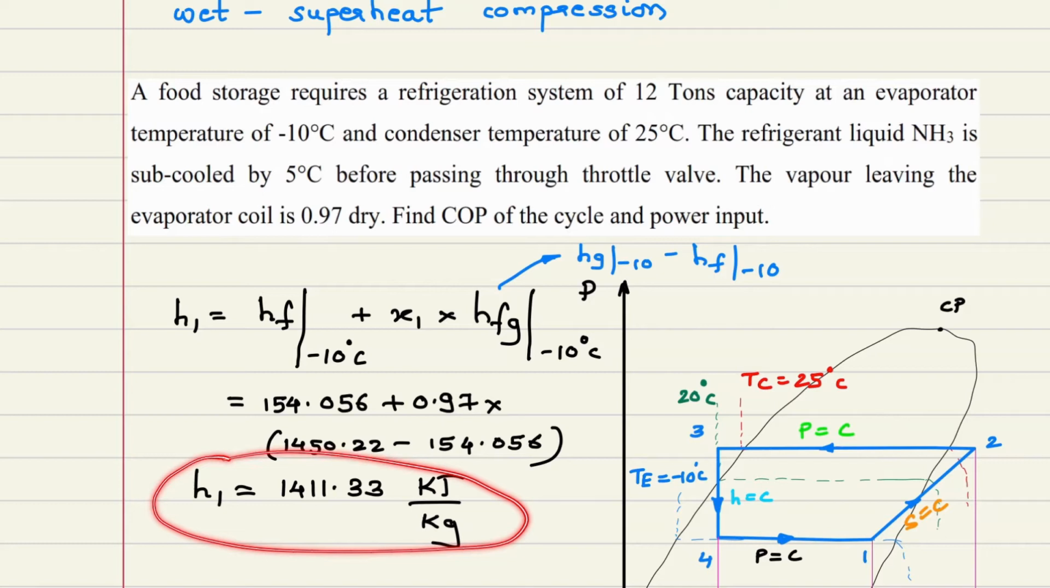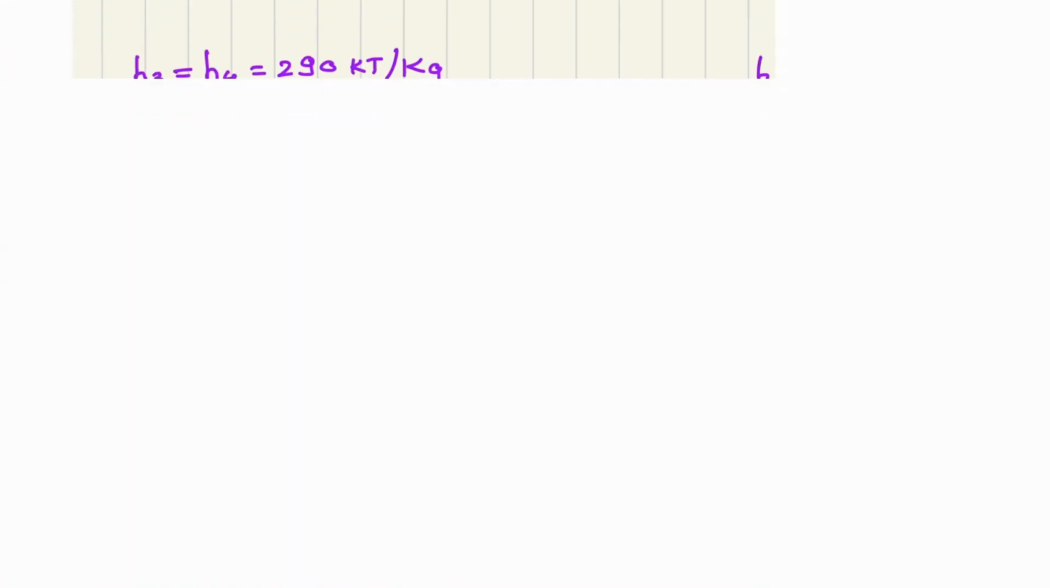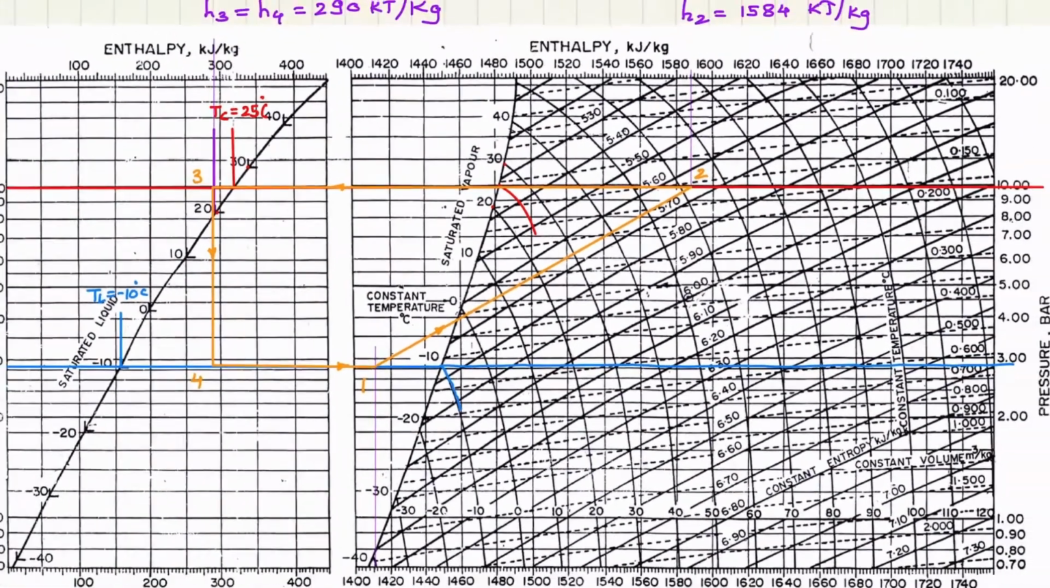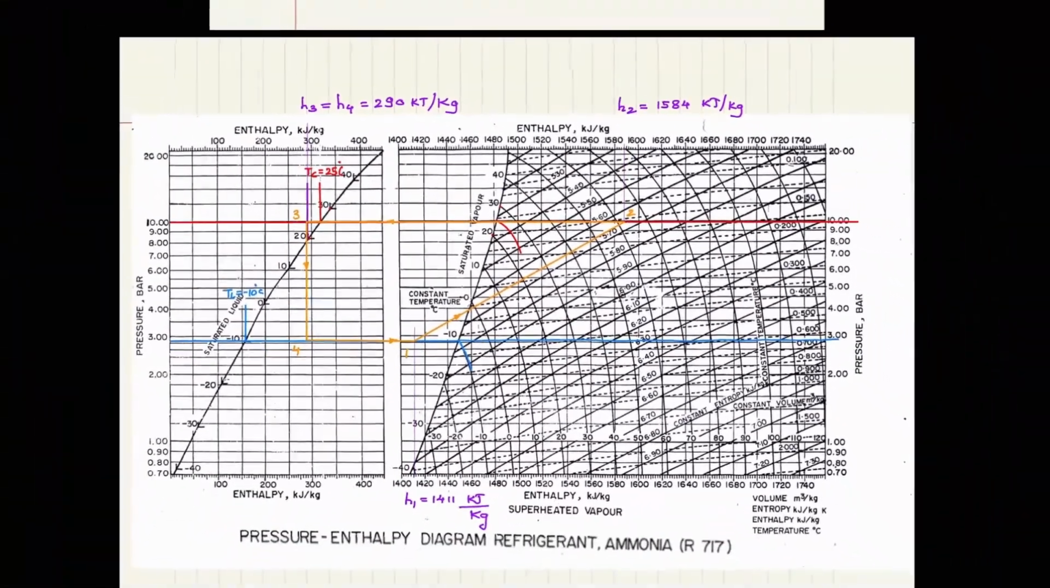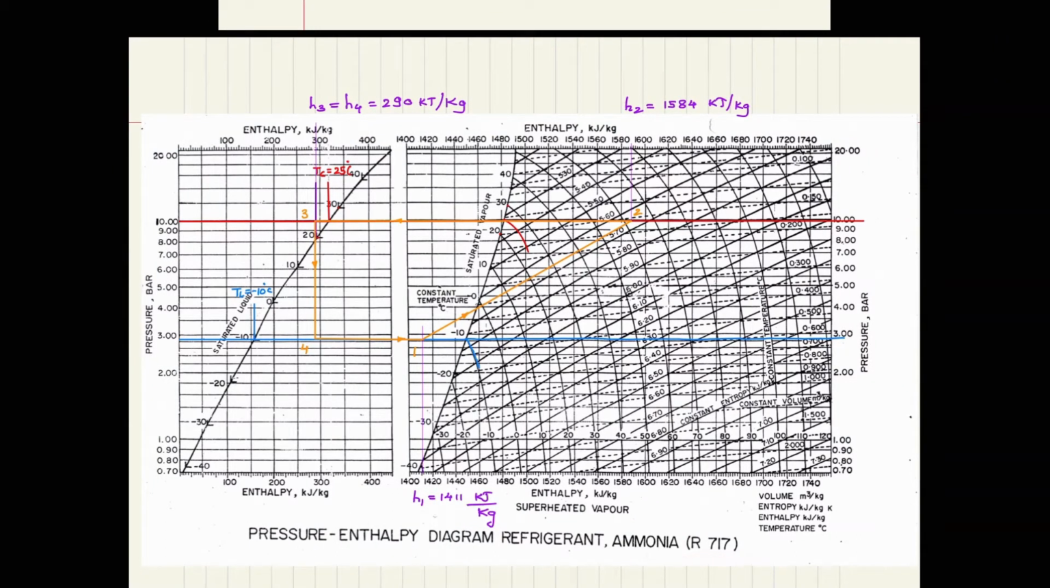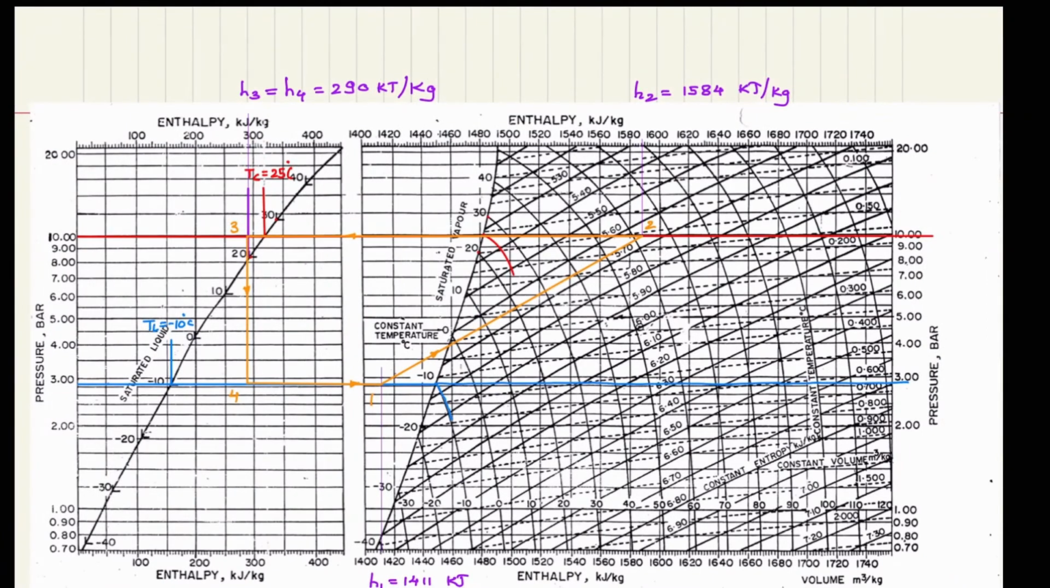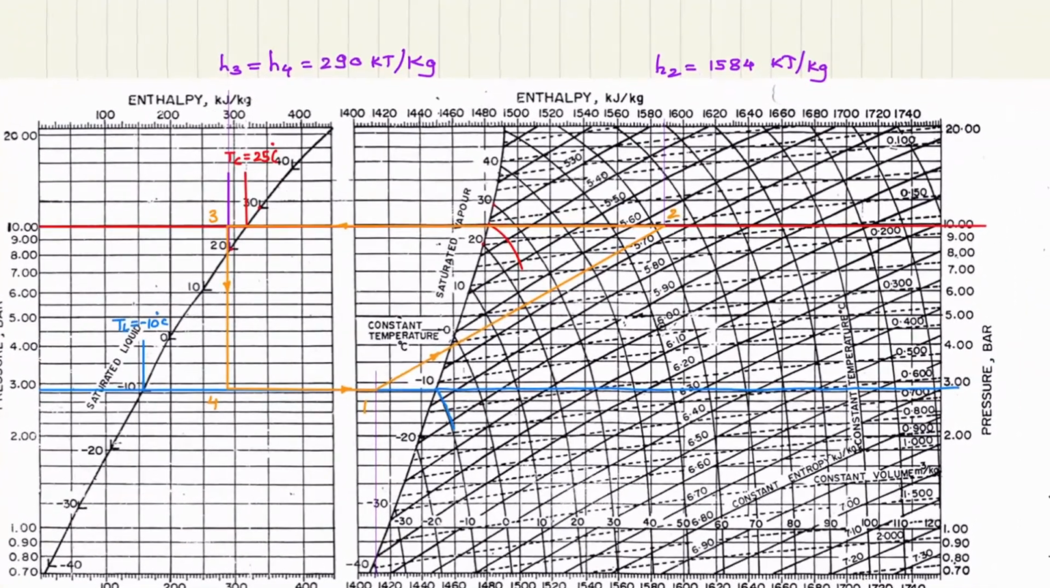So after getting this value, we have to mark it on the pH diagram. So we'll go to the pH diagram. Observe the pH diagram properly. This pH diagram is of R717 refrigerant, ammonia. Okay, then we have to mark temperatures here. What are the temperatures given? Higher temperature, condenser temperature, it is 25 degrees Celsius. So what you have to do, here we have 20 and here we have 30. Divide this in 5 equal parts. Okay, so here this will be Tc or T high equal to 25.